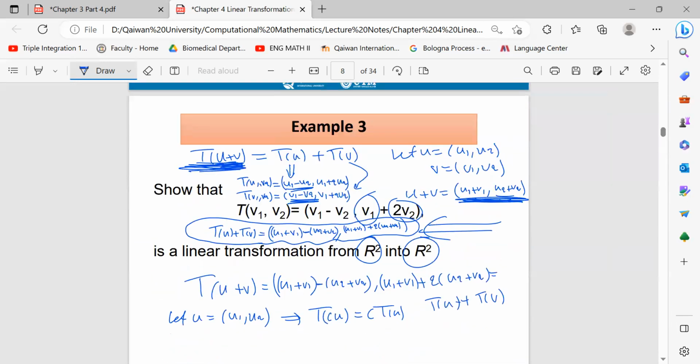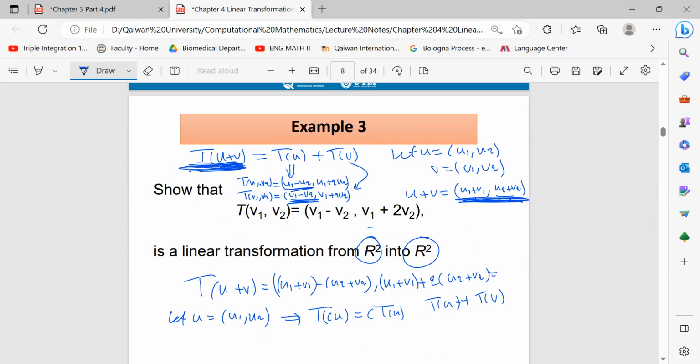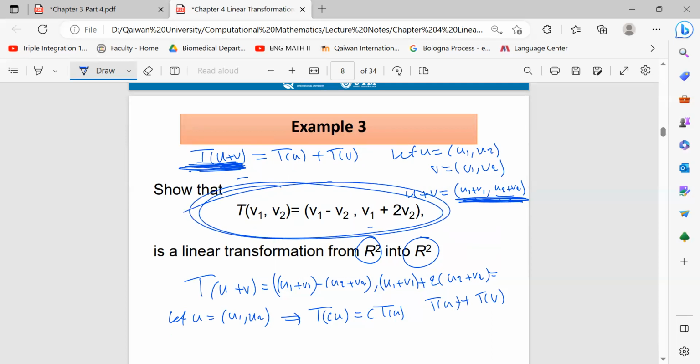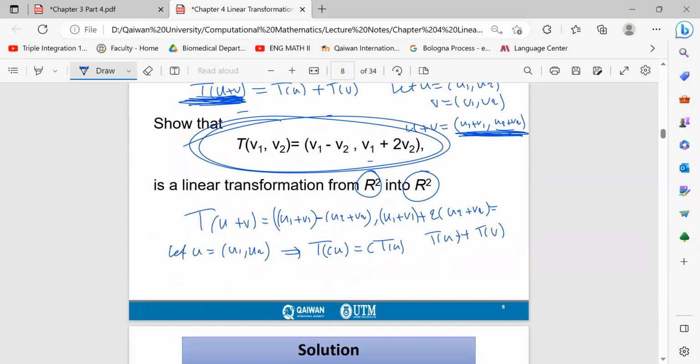So we showed that this function is a linear transformation because we could satisfy both conditions. We could satisfy both conditions for this function. And so the function is a linear transformation.